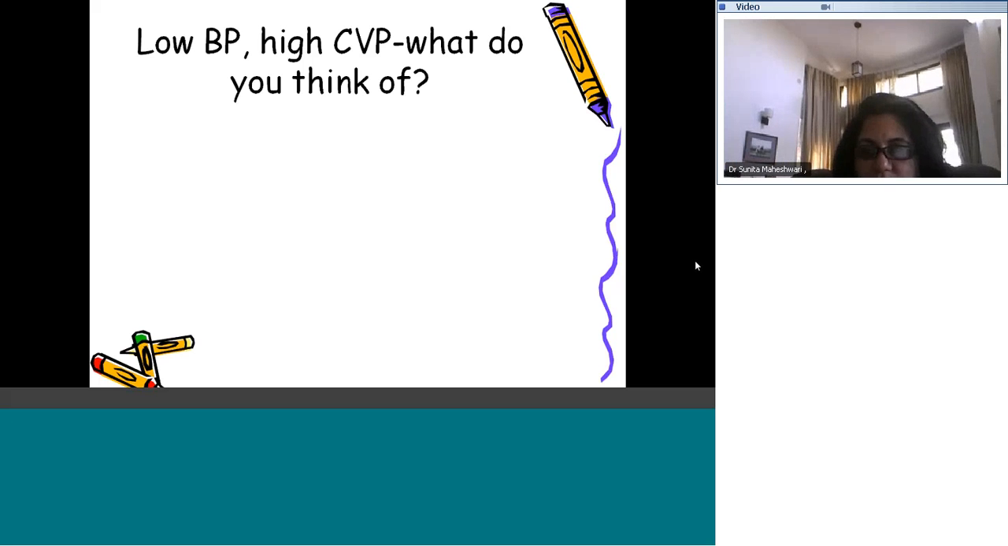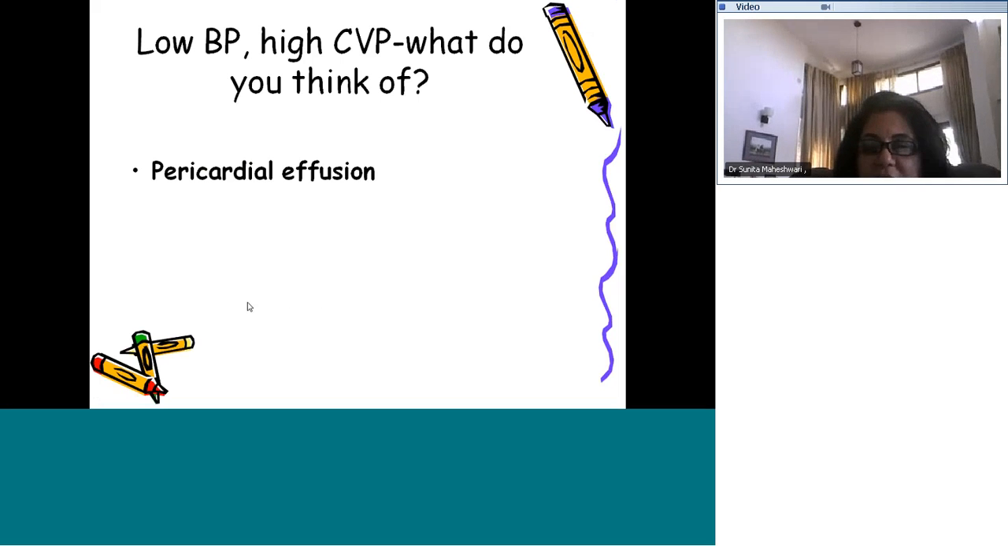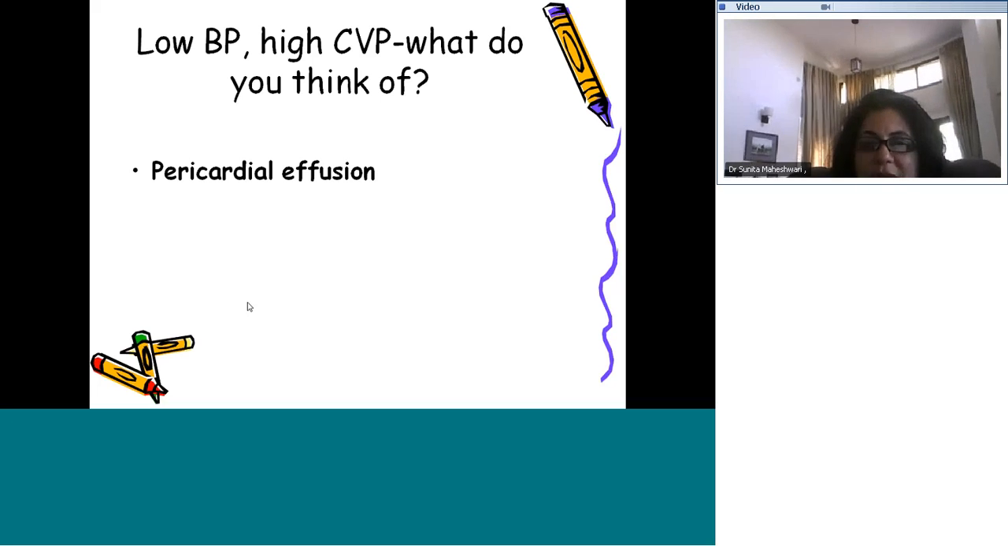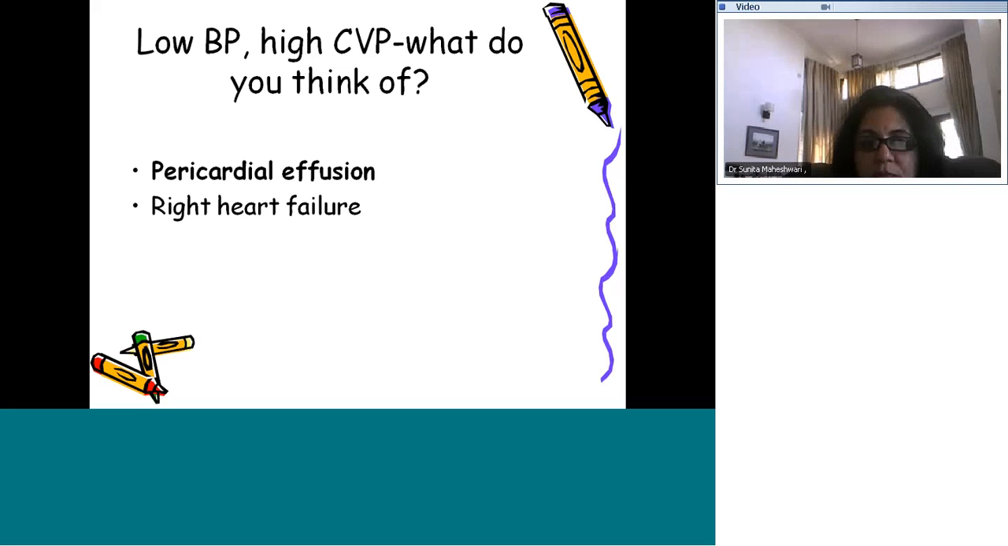So PA crisis for sure. One more thing you must think of. When you have low blood pressure, high CVP, what compresses the heart? Yes, so you must immediately think of pericardial effusion. In fact, pericardial effusion is the first thing. If you ask me, blood pressure has fallen, CVP has gone up, I would think of pulmonary crisis or pericardial effusion. So very important immediately to quickly do an echo and differentiate these two.